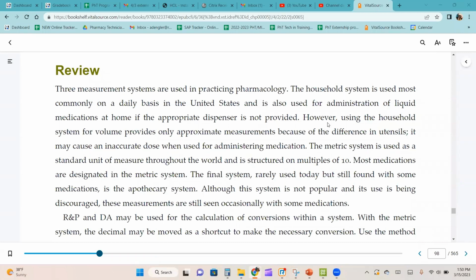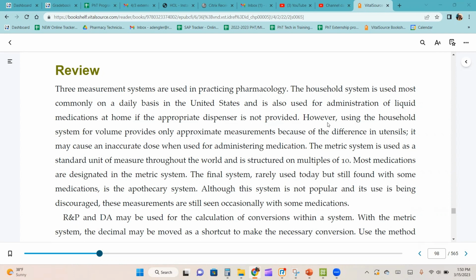Three measurement systems are used in practicing pharmacology. The household system is used most commonly on a daily basis in the United States and is also used for administration of liquid medications at home if the appropriate dispenser is not provided. However, using the household system for volume provides only approximate measurements because of the difference in utensils. It may cause an inaccurate dose when used for administering medication.